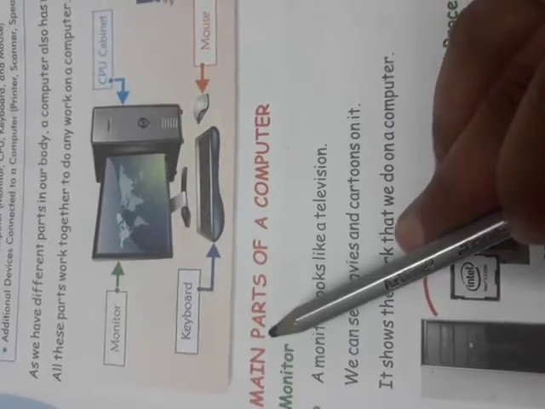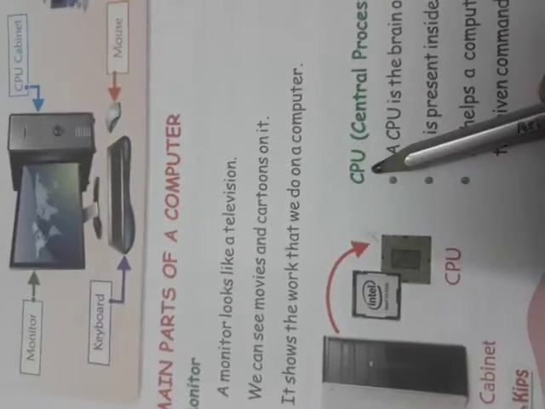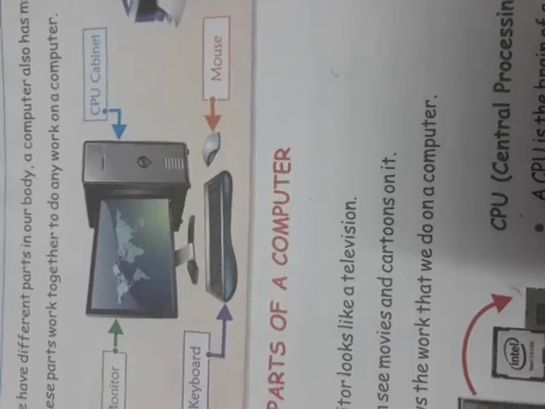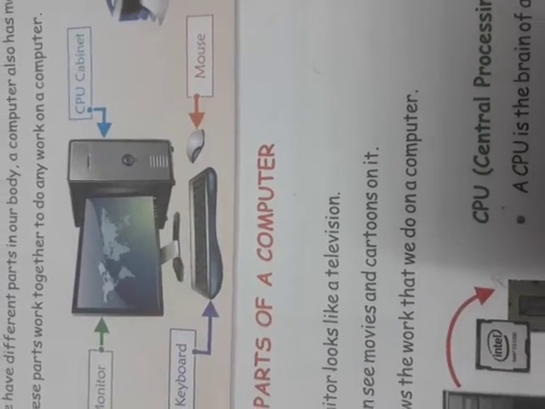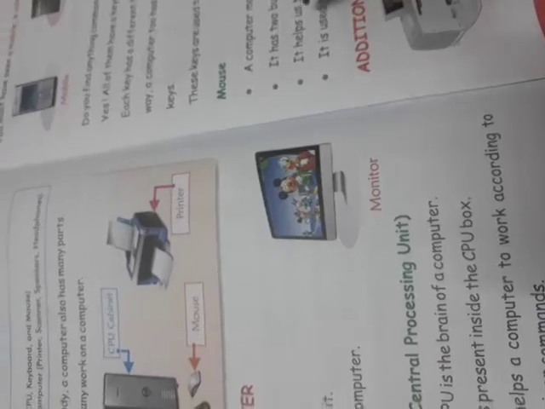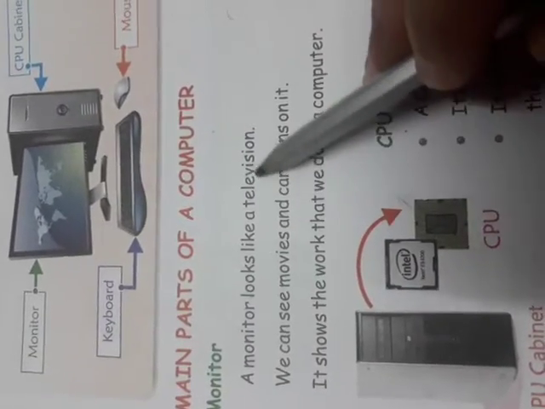So here we go. Main parts of computer are monitor, CPU, keyboard, and mouse. There are other parts also, but the main parts are, I repeat, monitor, CPU, keyboard, and the mouse. Let's know about monitor. A monitor looks like what?